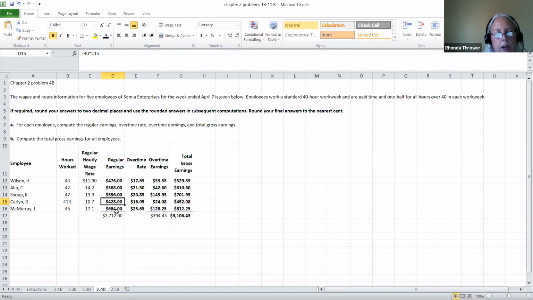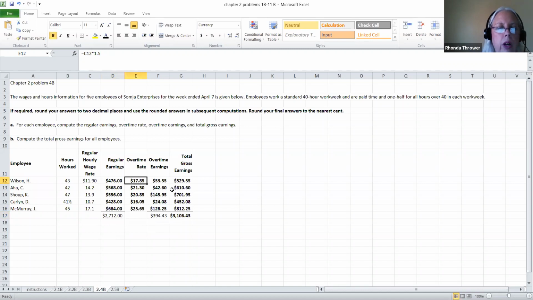And 40 hours times $17.10 will give you 684. Each of the regular hourly wage rates is multiplied by 40 regular hours. Then I simply added all these together to get the total regular earnings, which they did not ask you to do, but this gives you a system of checks and balances that you're going to see in just a minute.